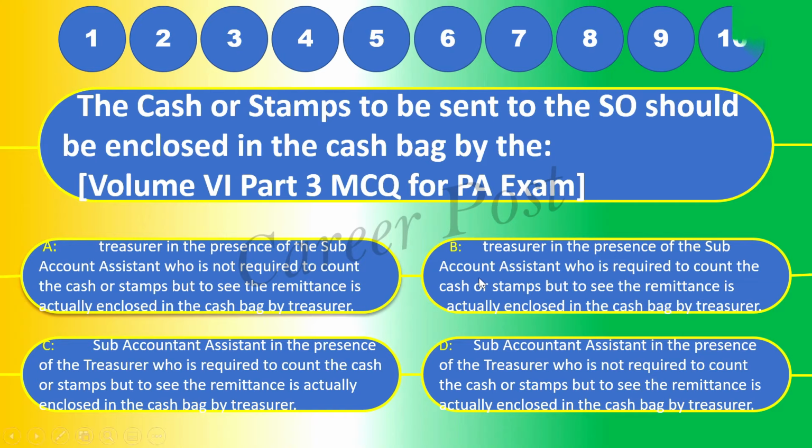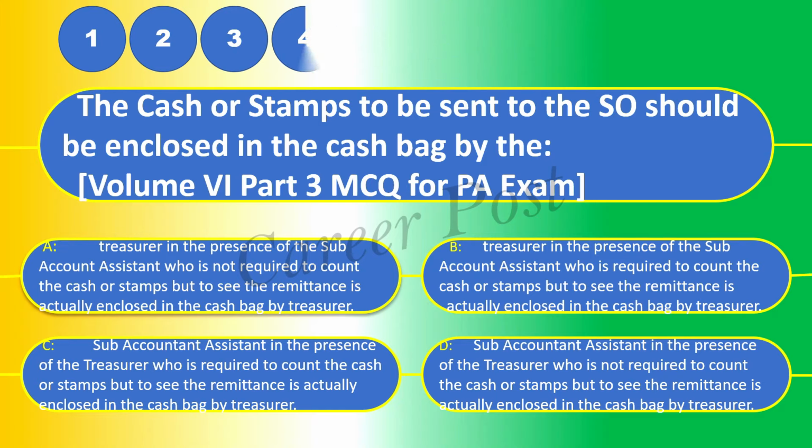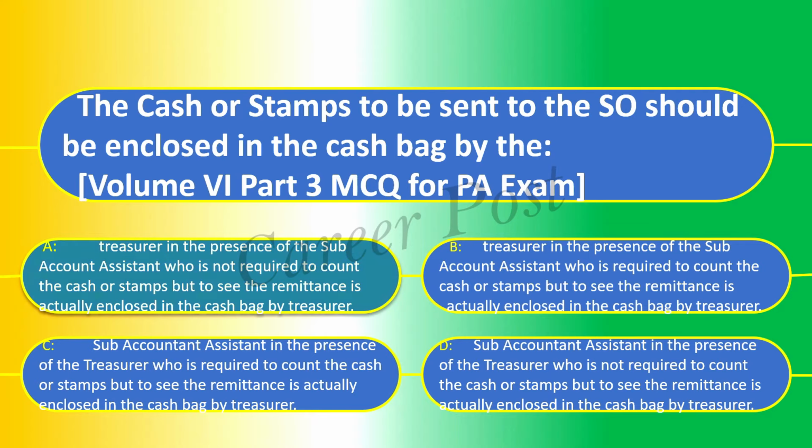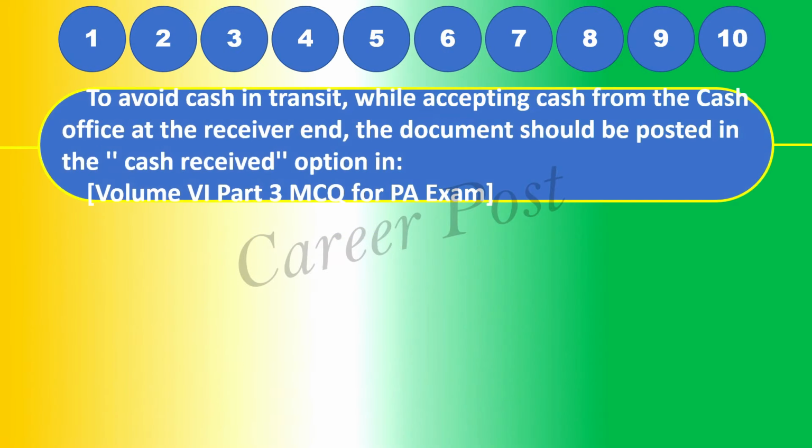So your time starts now. This is a typical question, and these types of questions you can expect in the examination. The answer is A, that is the treasurer in the presence of sub-account assistant, but sub-account assistant need not count the cash. What he has to do is see that the remittance is actually enclosed in the cash bag by the treasurer. Let us see the next question.